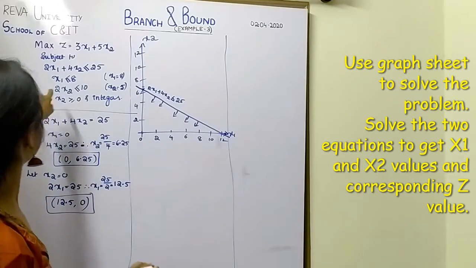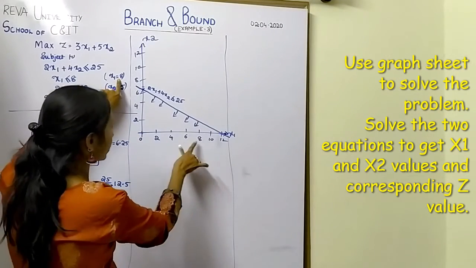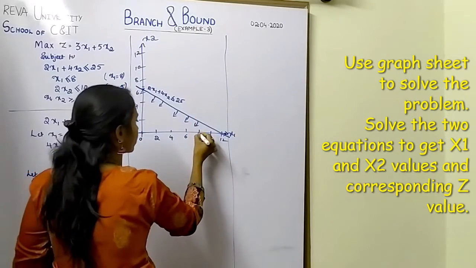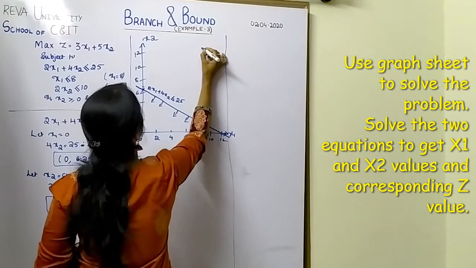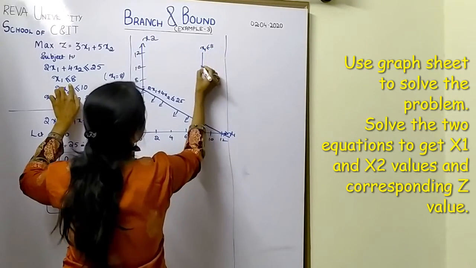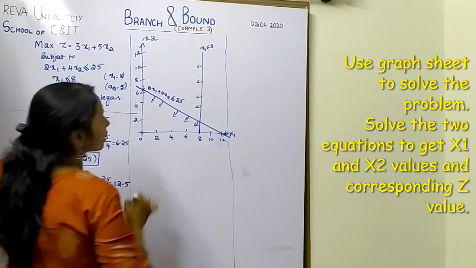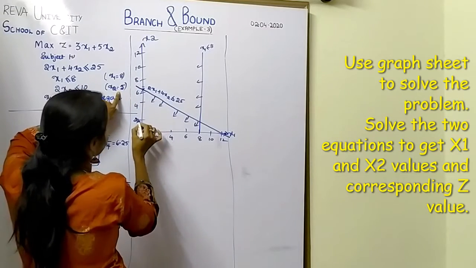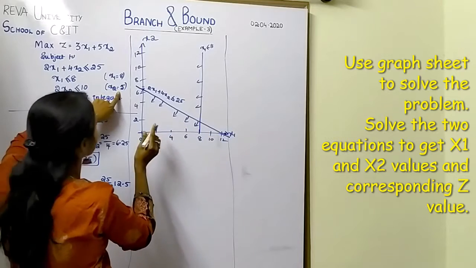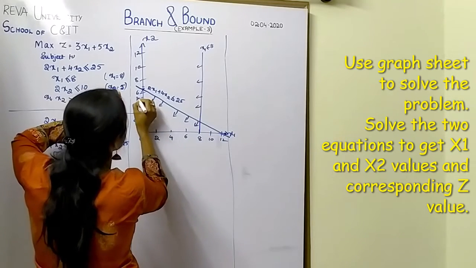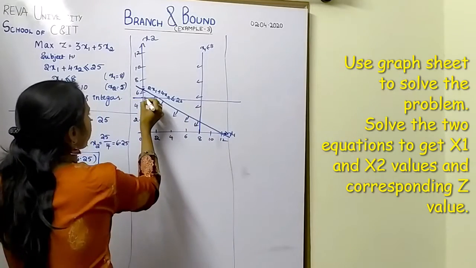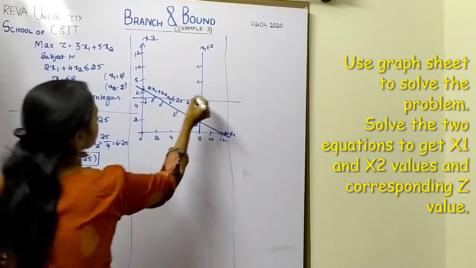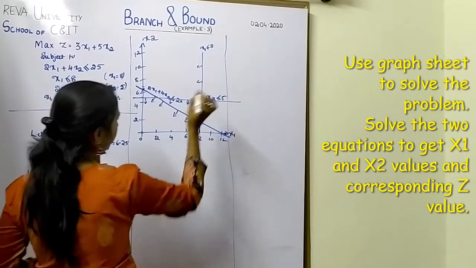Now we'll include the other constraints also. x1 is equal to 8 is this one. We'll be drawing a line parallel to the x2 axis. So this is x1 is less than or equal to 8, and your solution will be within this region. x2 is equal to 5 indicates a line parallel to the x1 axis. So this is 4, so this will be 5, and your value will be within this region. This is x2 is less than or equal to 5.